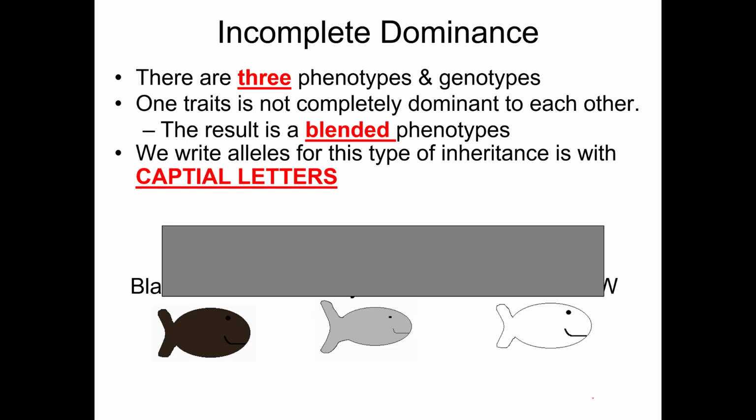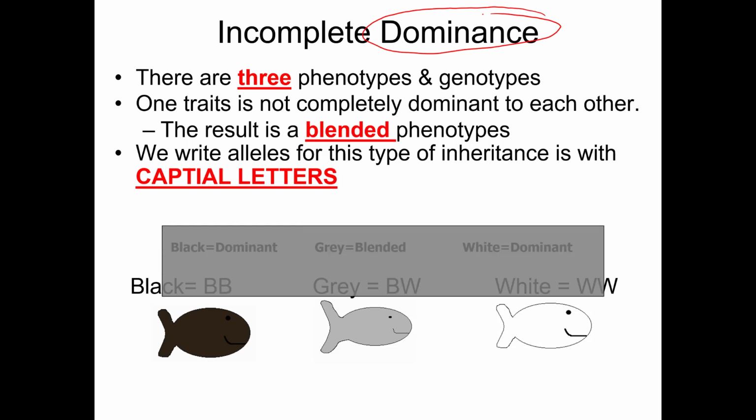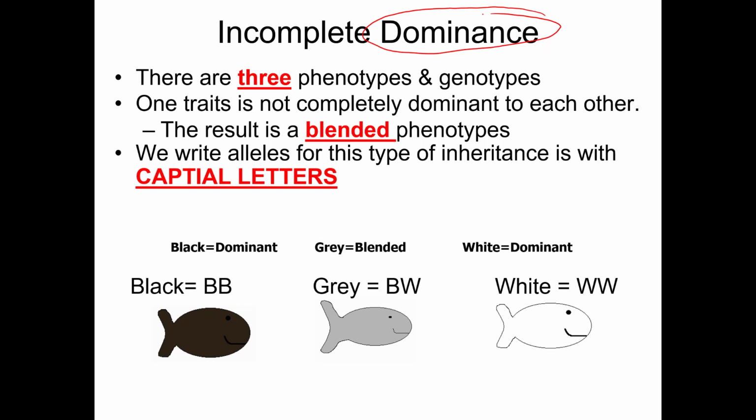So again, we write all of these as capital letters. Again, capital letters because it is dealing with dominance. So here we have a black fish, a white fish, and a gray fish. The black is the dominant color. The white is the dominant color. If I mix them together, I get gray, which is blended.